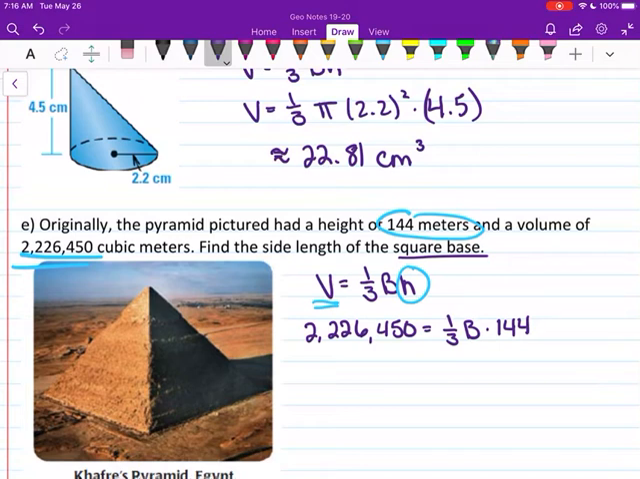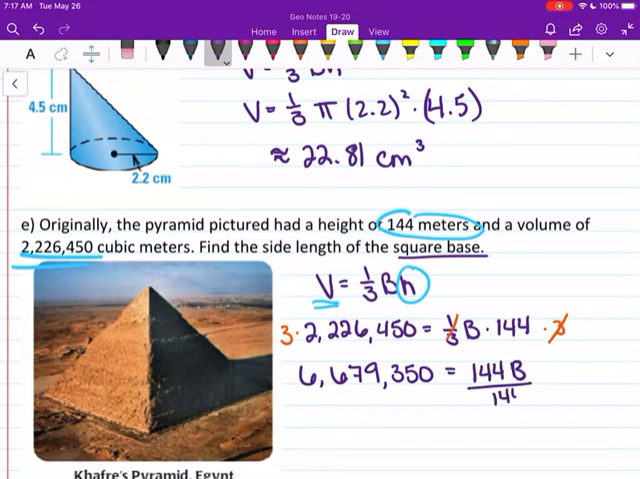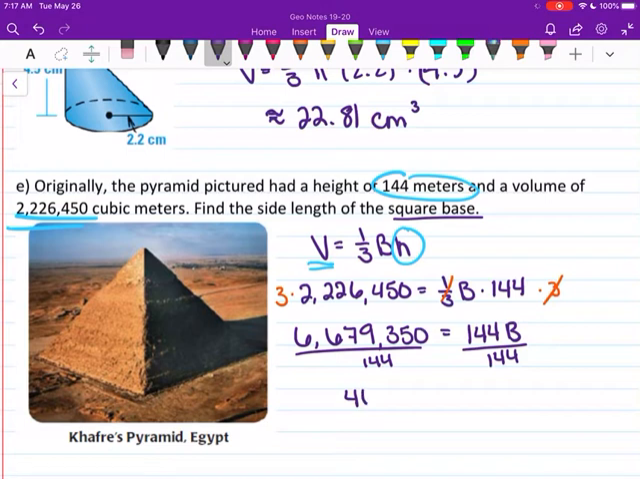Okay, fantastic. So now let's go ahead and multiply by 3 to get rid of that third. So I'm going to multiply both sides by 3, and that cancels with the third. And so now I get 6,679,350 equals 144 times the area of the base. So divide by 144. And I have that the area of the base is approximately 46,384.